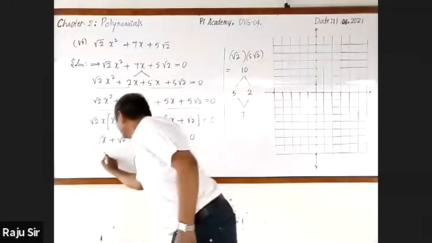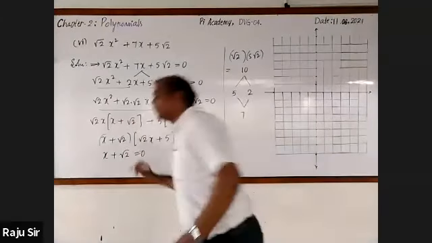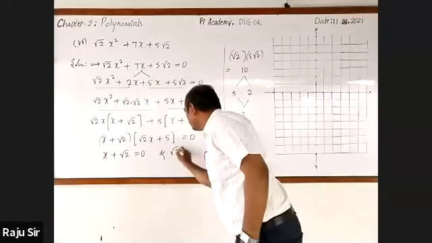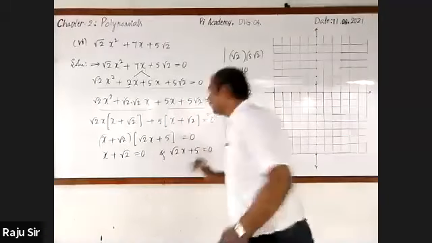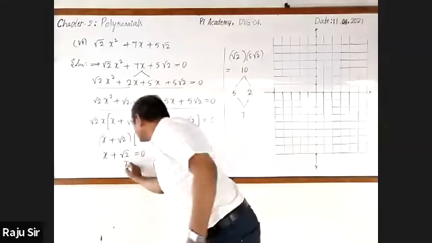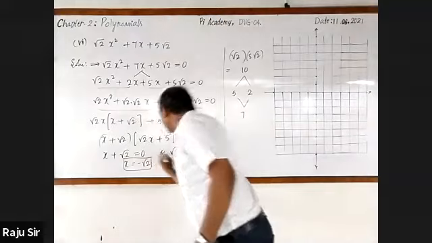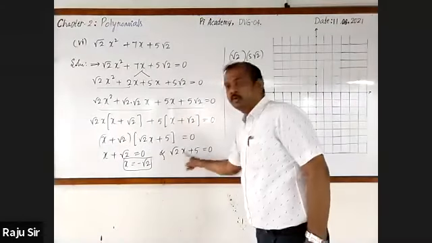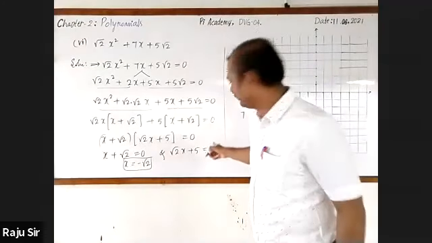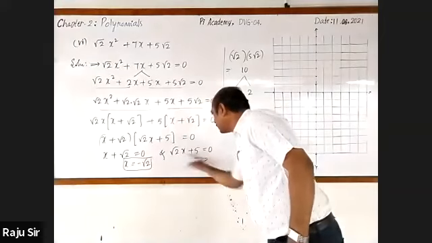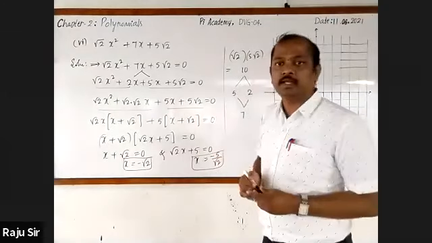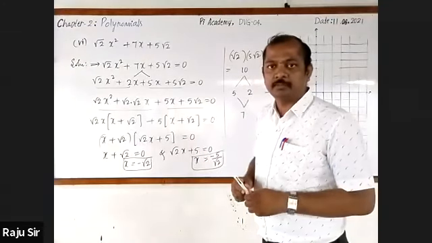Okay, yes. Now, x plus root 2 is equal to 0. And equate second term to 0. Second term is root 2 into x plus 5 is equal to 0. Then solve x in each case. Here x is minus root 2. Then here root 2 x is equal to, transfer 5 to the right hand side, it becomes minus 5. Then transpose root 2 to the denominator. It will be 5 by root 2. So x equal to minus 5 by root 2. Hope you have got the same.